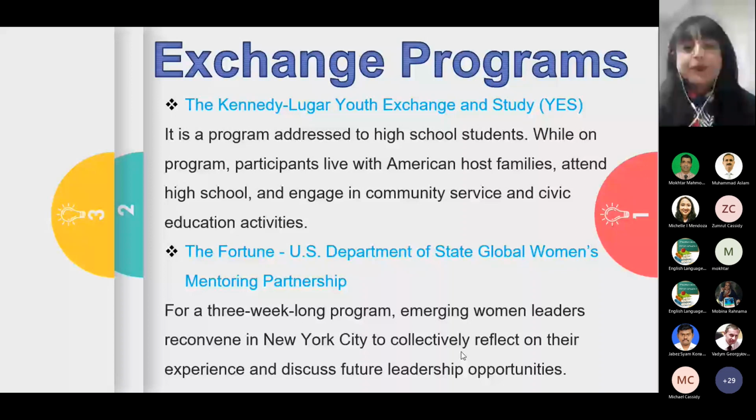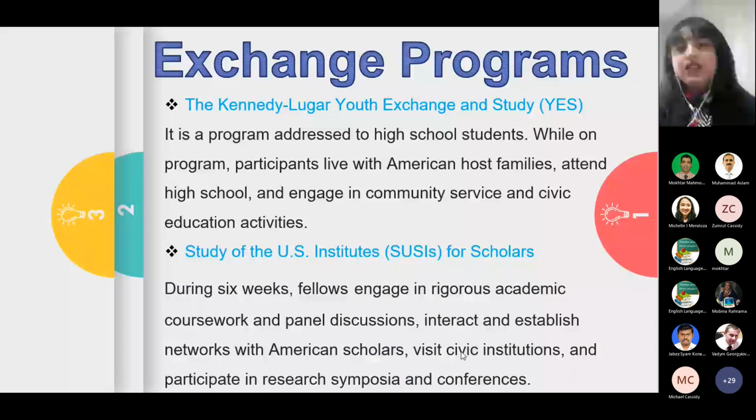Moving on to the Kennedy-Lugar Youth Exchange and Study. Then we have the Study of the U.S. Institutes, known as SUSIs. This one is for scholars. Scholars travel to the United States for 6 weeks, and they exchange their academic skills with other American scholars.